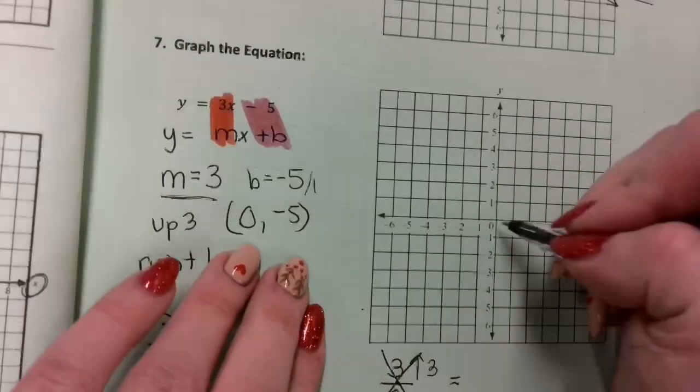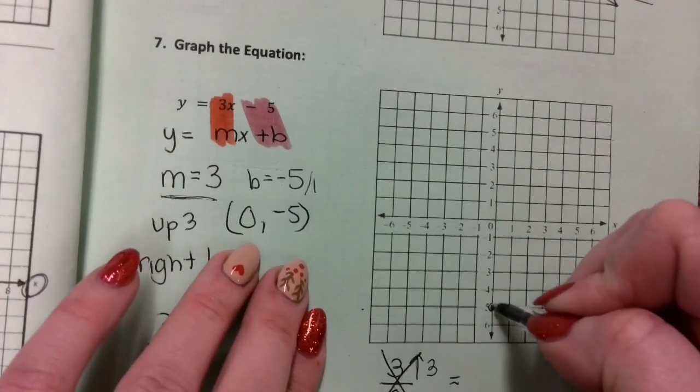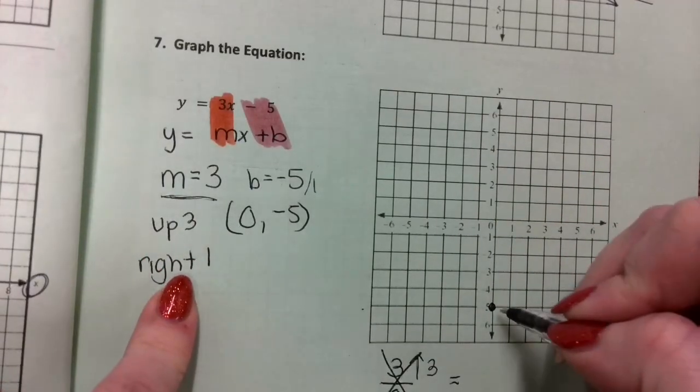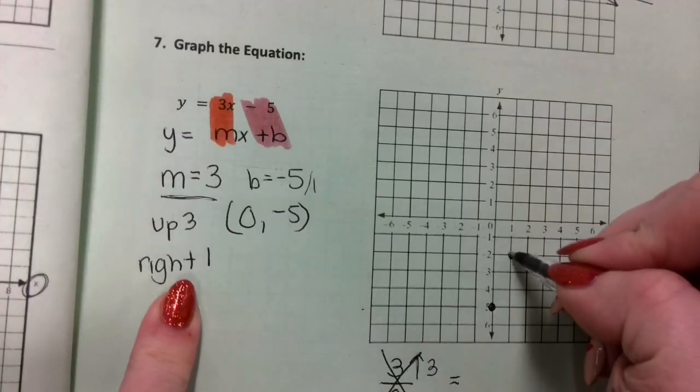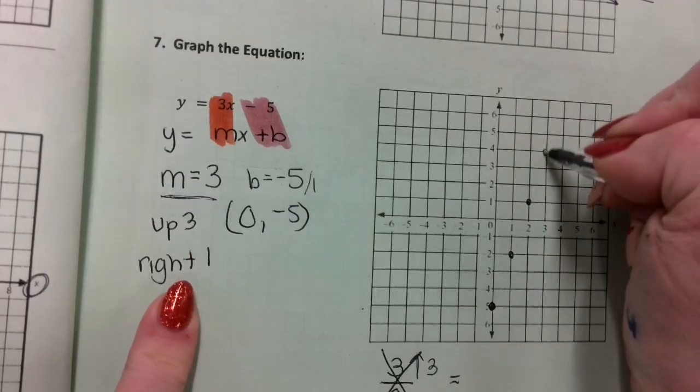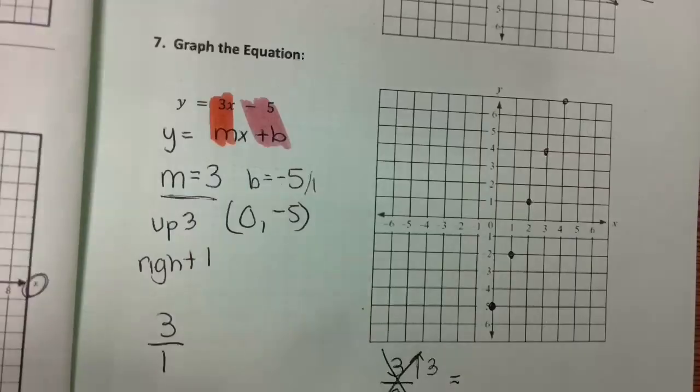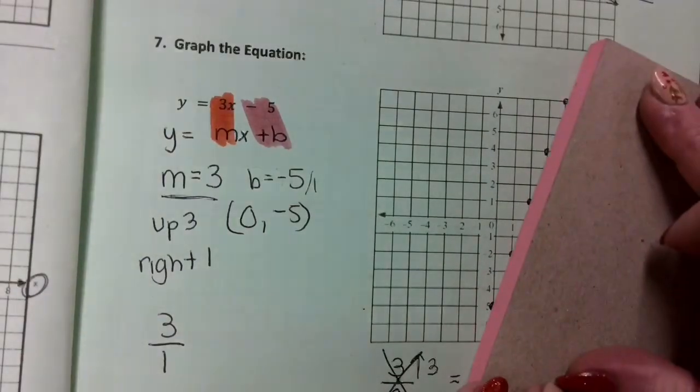Okay, 0, -5 is my starting point, my b for my beginning. And then my slope is up 3, right 1. And I know it takes a little bit extra time, but it really will help you be more successful.